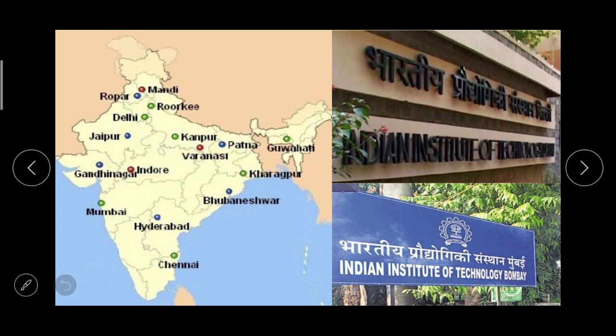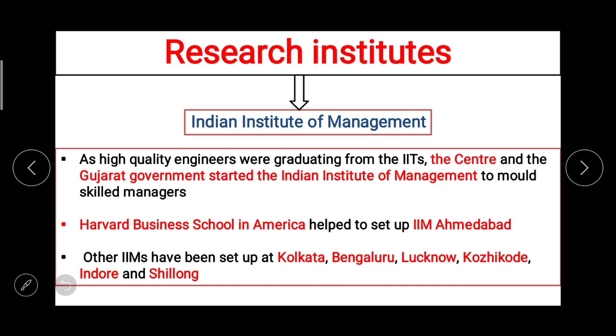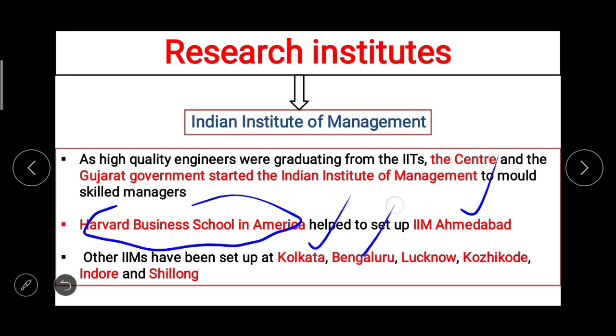As high quality engineers were graduating from the IITs, the center and the Gujarat government started the Indian Institute of Management. Harvard Business School in America helped to set up IIM at Ahmedabad. Other IIMs have been set up in Kolkata, Bengaluru, Lucknow, Kozhikode, Indore and Shillong.